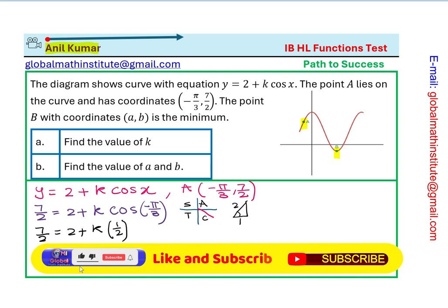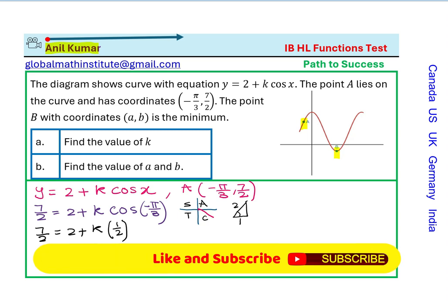Perfect. You understand this step? So we substitute the value of cos of minus pi by 3. You don't really need a calculator for this. A special triangle works perfectly fine. Right? So this is your special triangle.